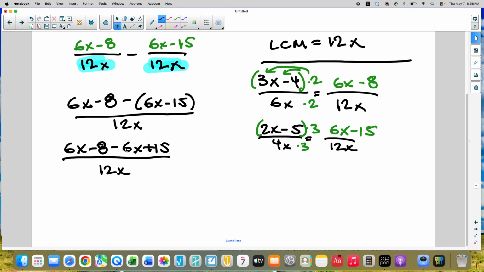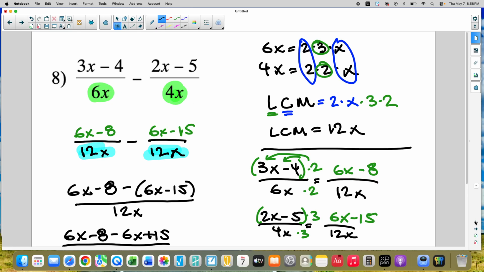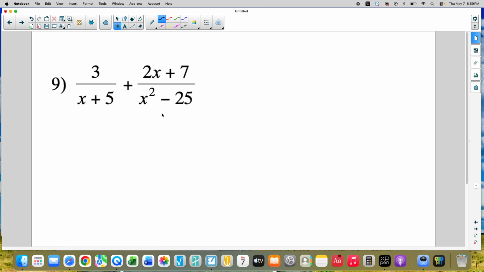6x and negative 6x cancel to make 0. When we add and subtract opposites, they cancel to 0. And then you have negative 8 and 15, which makes 7 over 12x. And I can't simplify that any further. Again, adding and subtracting. Now, this denominator is a binomial. These were monomials. That was a monomial. That was a monomial. This is our first binomial.